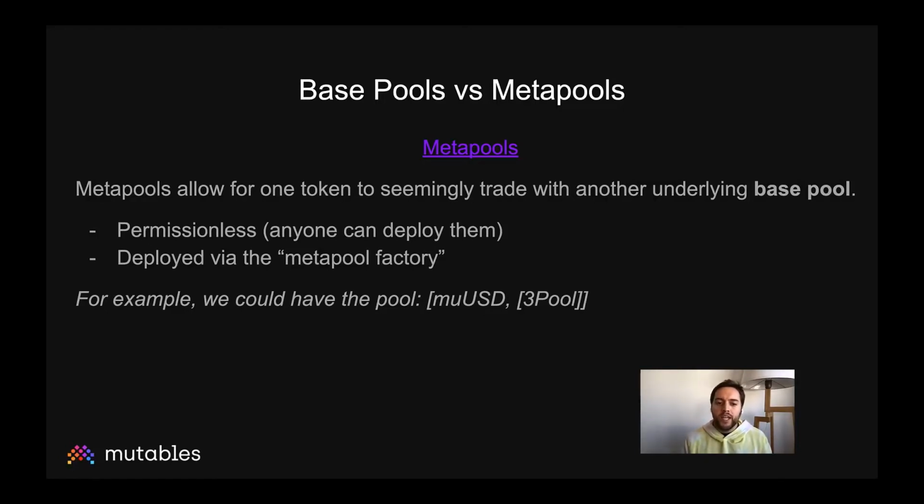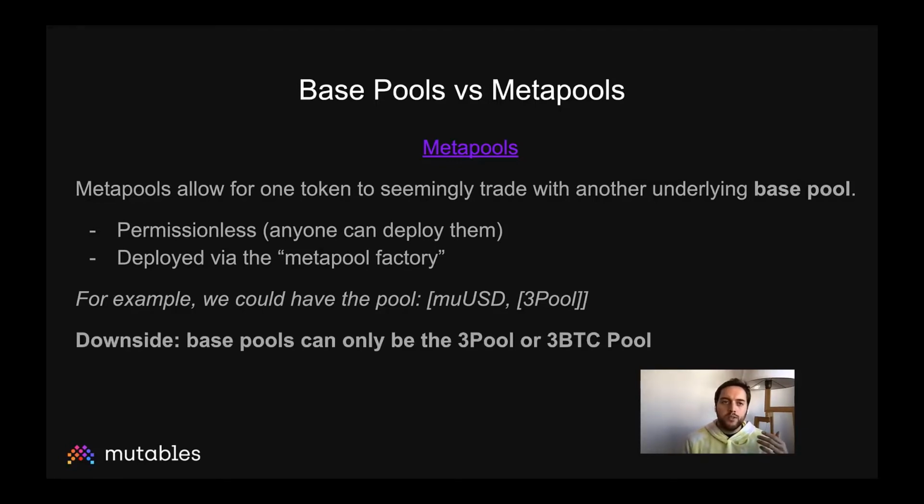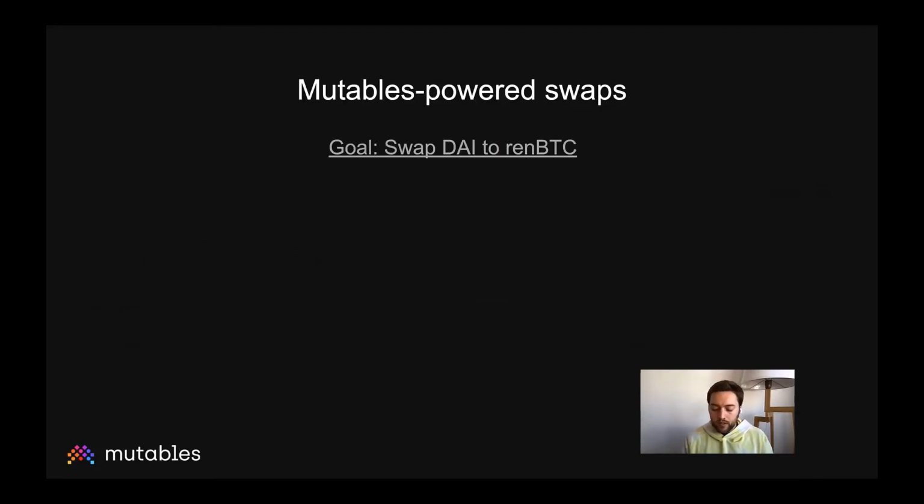So this way we can do trades, for instance, from MUUSD to DAI or MUUSD to USDC and the other way around, and so on. Some downside of the meta pools is that they can only use the 3 pool or the 3BTC pool as base pools. Let's take an example now. Let's say that we want to swap DAI to RenBTC.